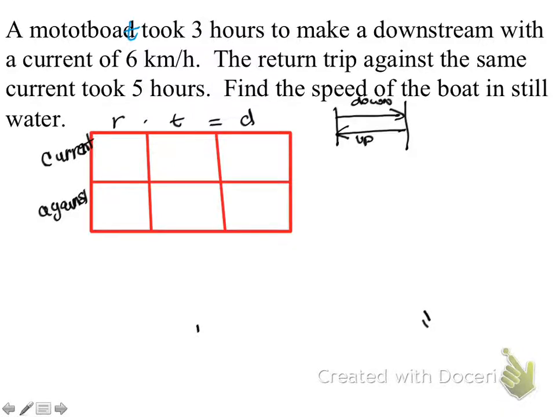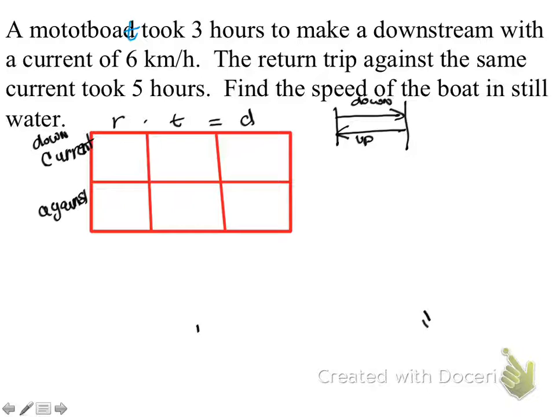All right, let's see where you guys started filling in your boxes. I drew a quick little diagram. We're going downstream and upstream. Return trip implies what? Same distance. So what can we fill in? A motorboat took 3 hours to go downstream with the current. Those are words you need to know too. Downstream is being pushed. It's with the current. Tell me about where I'm putting that 3 hours.